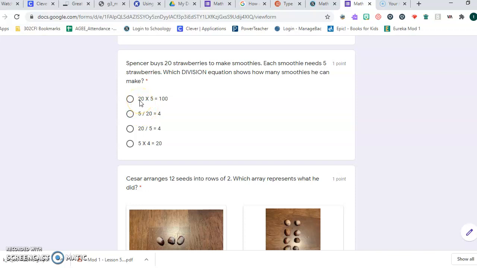So this is 20 times 5 equals 100. 5 divided by 20 equals 4. 20 divided by 5 equals 4. Or 5 times 4 equals 20. So you'll make your selection by clicking on the circle.